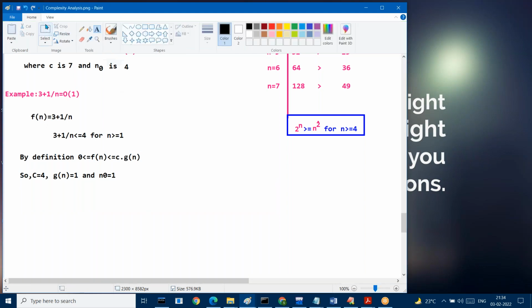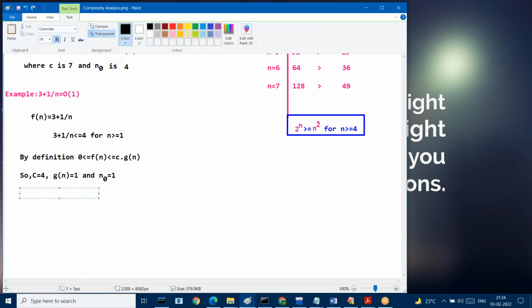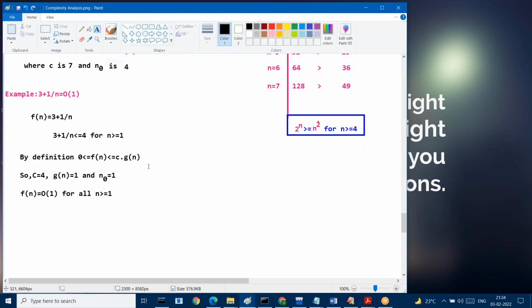Now from the definition we know that if this rule holds, f of n less or equal to c times g of n, we call f of n a big O of g of n. So now we can say f of n is equal to big O of 1 for all n greater equal to n0. What is your n0 value here? 1. For all n greater equal to 1, where n0 is equal to 1. That's it.